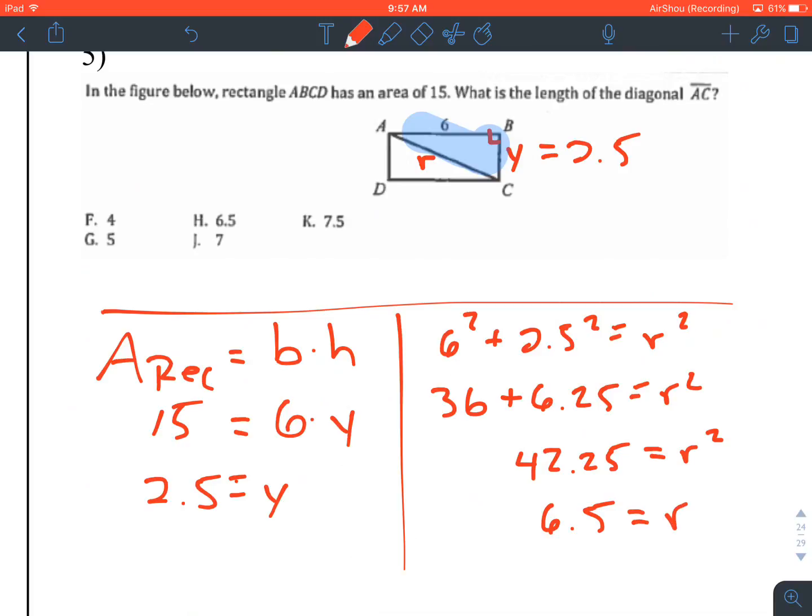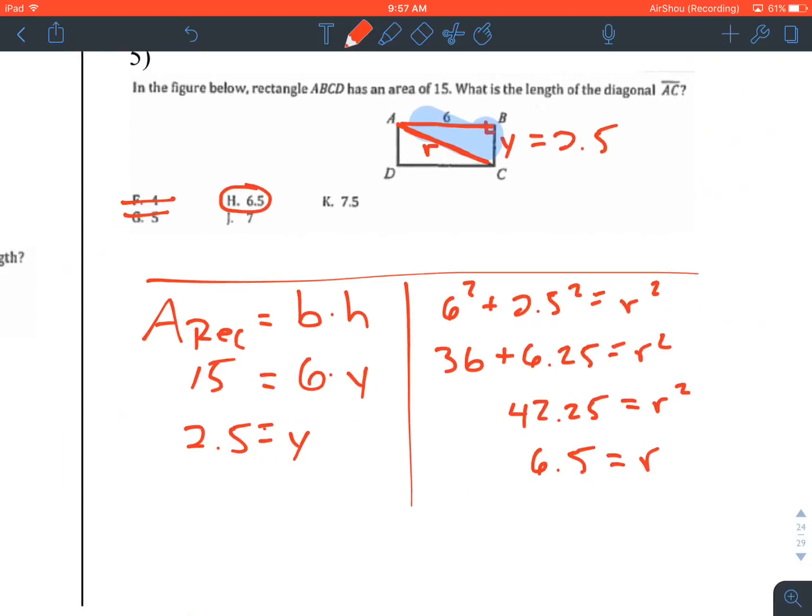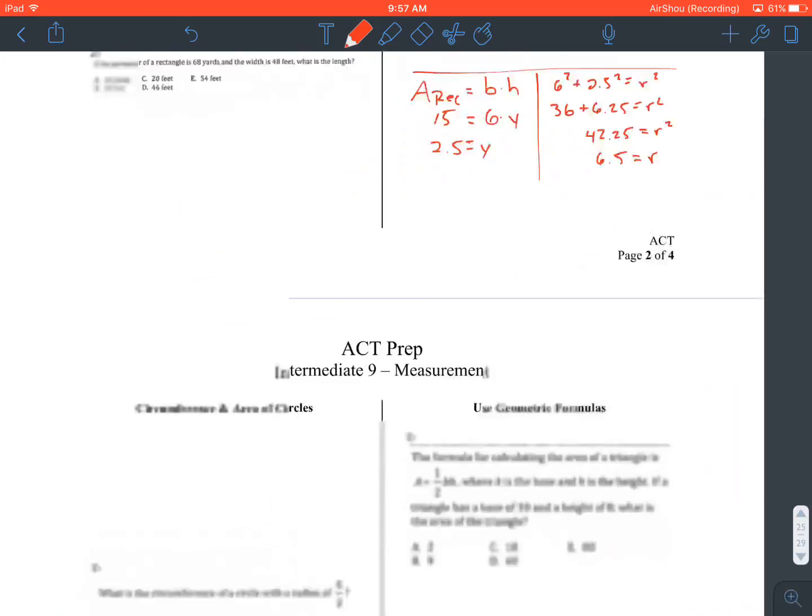Now, as far as the answers go on this paper, we know that F couldn't be the answer and that G couldn't be the answer right away. The reason is that the hypotenuse is the longest side of the triangle, and since one side is 6, the answer has to be bigger than that. So if you were just guessing for this problem, you would at least know that you have 1 out of 3 choices. All right, moving on.